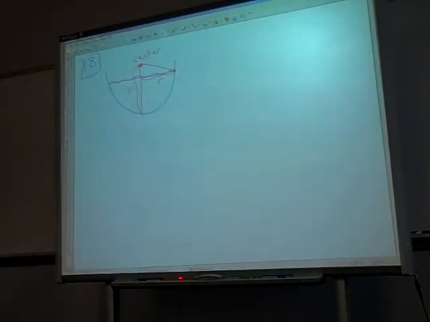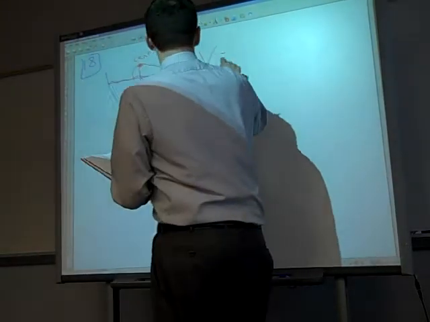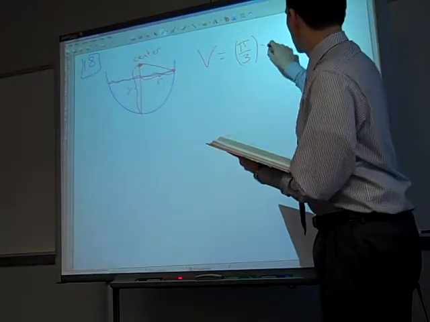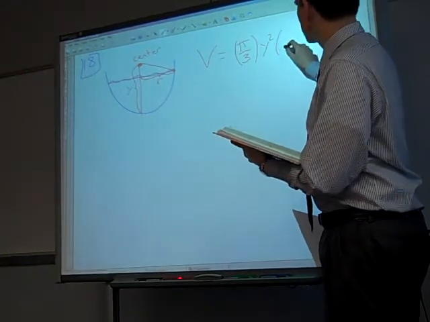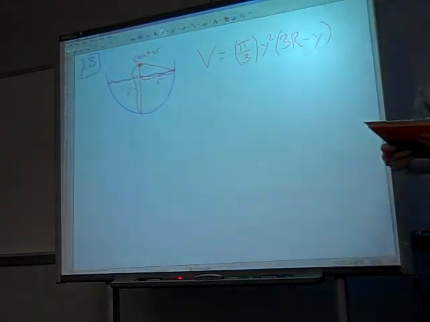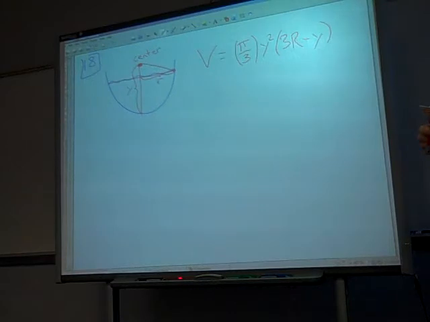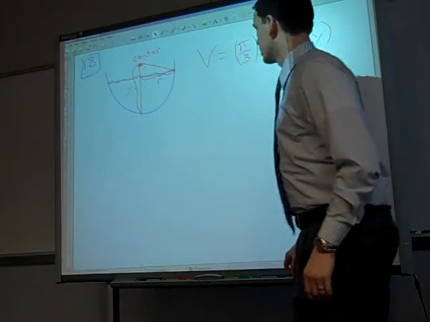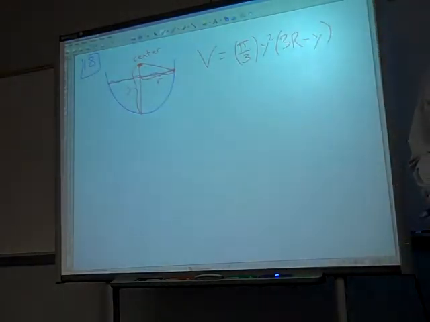So we've got the spherical bowl, and they give us the equation. The volume is pi over 3 times y squared times 3R minus y, where big R is what? What's big R? Pretty sure big R is 13, because it says the spherical bowl is radius 13.